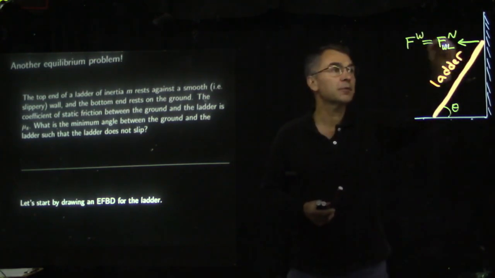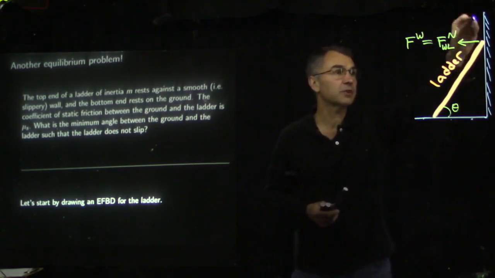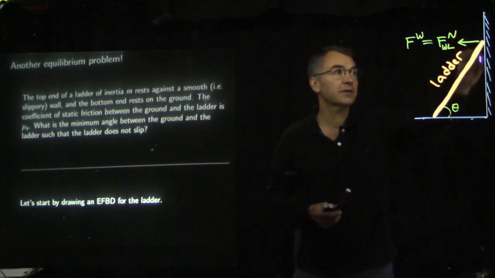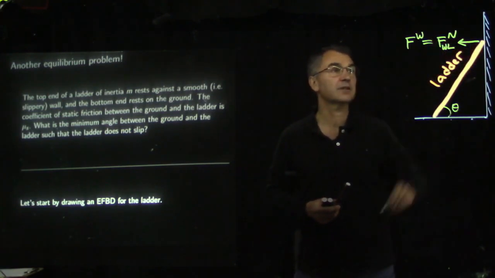It's only perpendicular, normal to the wall, because we somehow claim, and we'll see why in a moment, that there's no friction between the wall and the ladder, or there's only negligible friction between the wall and the ladder. So there's no tangential contact force here, which would be friction. Instead, there's only a normal contact force here between the wall and the ladder.